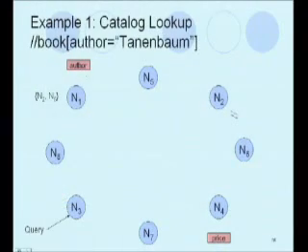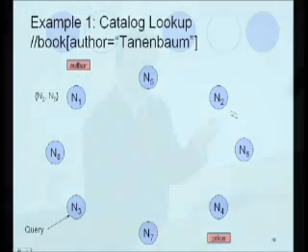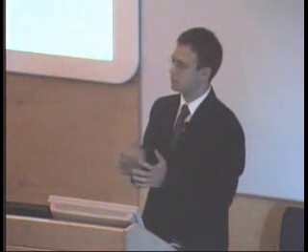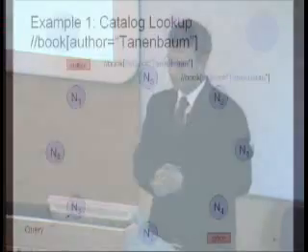So basically, probing the value summary using this predicate, it can tell you that only node 2 and node 5 might have Tannenbaum in their data. But it cannot give you a false negative. So the value summary will further narrow down the nodes you have to visit, and then the query is sent to just those 2 nodes.